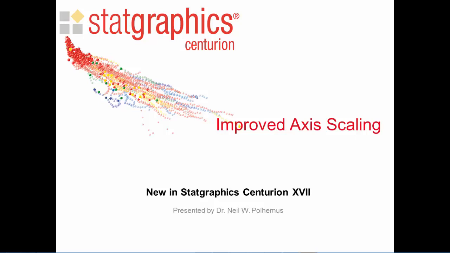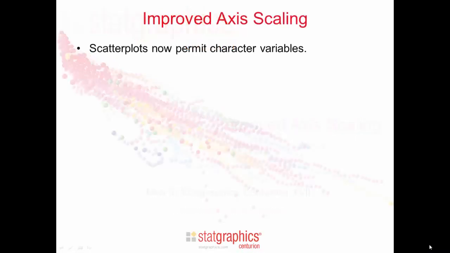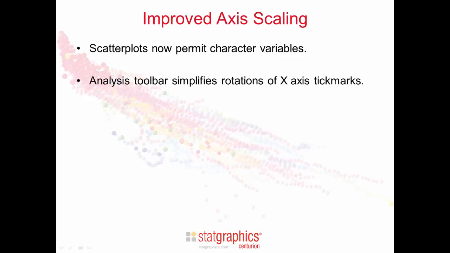In this video, I'm going to show you some changes we've made in Statgraphics Centurion version 17 to improve axis scaling. We'll see how scatterplots now permit us to plot character data on any axis. We'll see how the analysis toolbar simplifies rotation of the x-axis tick marks.